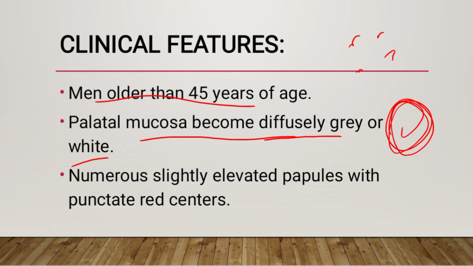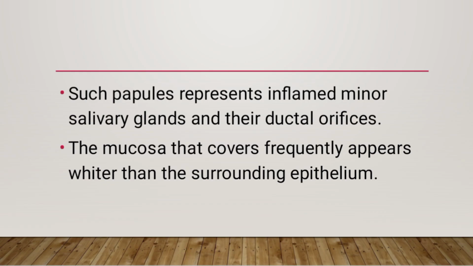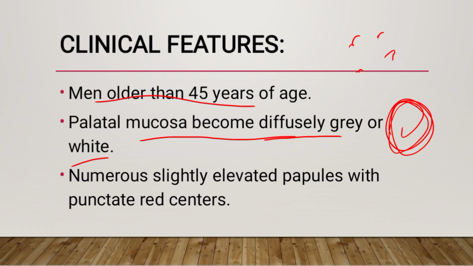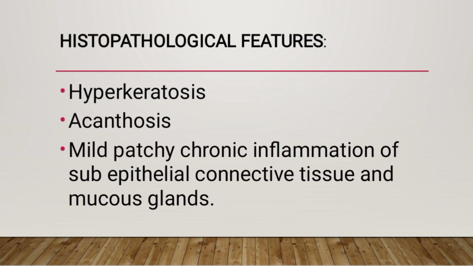Such papules represent inflamed minor salivary glands and their ductal orifices. When the minor salivary glands are inflamed and their ductal orifices, meaning their ductal openings, are inflamed, they present as papules. The mucosa covering them frequently appears whiter than the surrounding epithelium. So the inflamed minor salivary glands and their ductal orifices give you the appearance of papules, which are present on the palate.